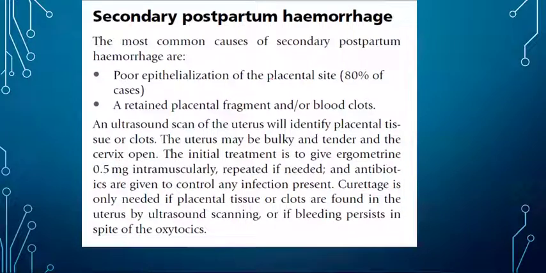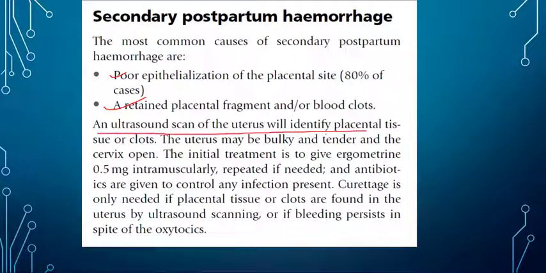Next is secondary postpartum hemorrhage. The most common cause is poor epithelialization of the placental site. That means the placenta obviously has been removed, and the site where the placenta was attached to the uterine wall, if that site is poorly epithelialized or not well healed, that's the most common cause. Then it could be retained products of placenta, or sometimes even infection in the uterine wall like endometritis.